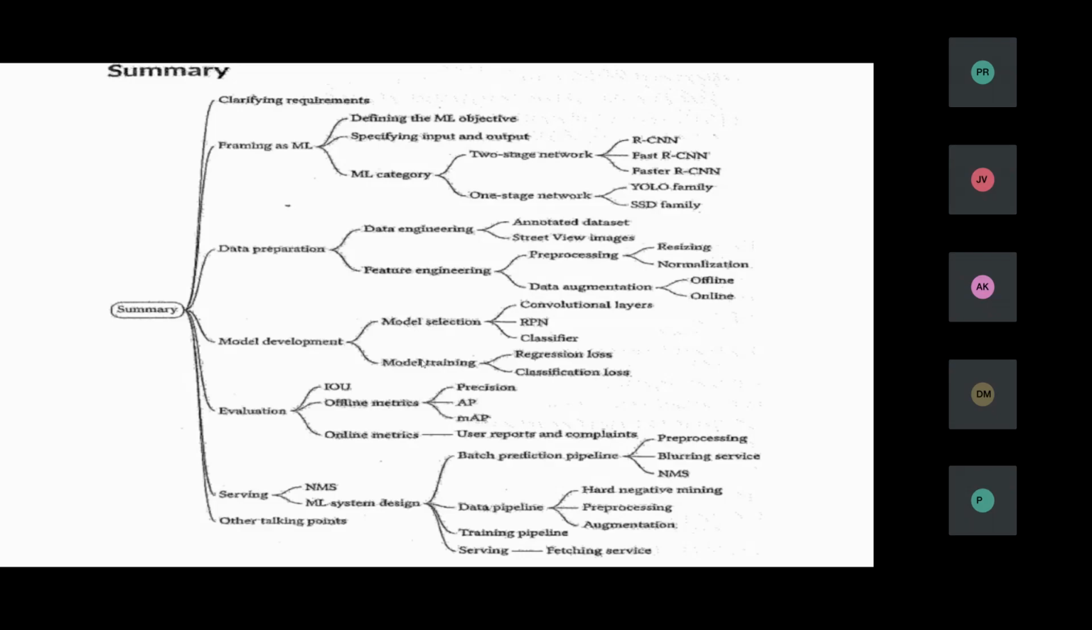In the data pipeline, we created the hard data set using hard negative mining, pre-processed those images, and used augmentation to increase the size of the data set. And then in the training pipeline, we trained the model. And further, we served the user using the fetching services from the dataset of blurred street view images.